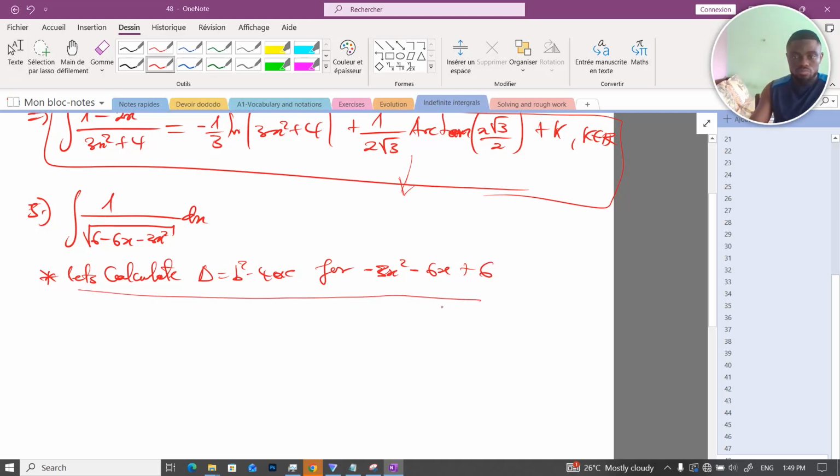Okay, our delta here is equals to what? Our delta here, which is equals to b squared minus 4ac, will be equals to, our b is what? Minus 6. Minus 6 squared minus 4 into, our a is minus 3, and our c is what? 6. Our c is 6. So this will give 36.